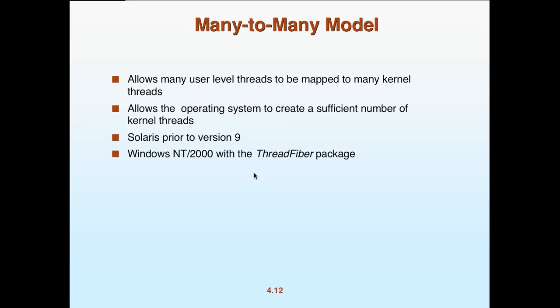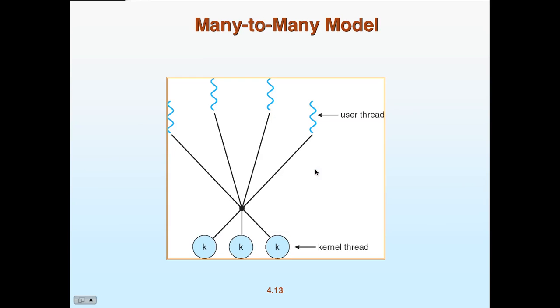Solaris prior to version 9, or some of the older versions of Solaris, not the most current ones, basically were trying to run with a many-to-many model. For Windows NT 2000, they had a ThreadFiber package that could be loaded on to add this support.